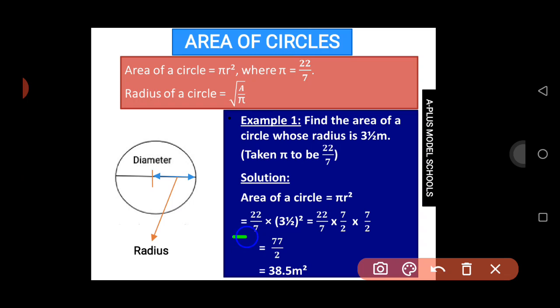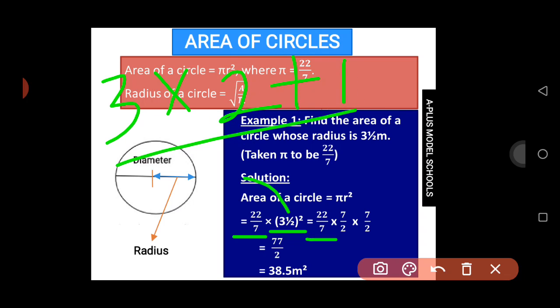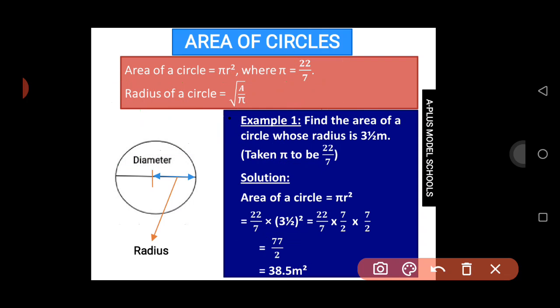Then our area is equal to pi, which is 22/7, multiplied by our radius square, which is 3 1/2 square. Then we proceed to 22/7 multiplied by, then change this 3 1/2 to an improper fraction. That will give you 3 multiplied by 2 plus 1 all over 2, the denominator. So 3 times 2 gives you 6. 6 plus 1 gives you 7. So it means we have 7/2 times 7/2.